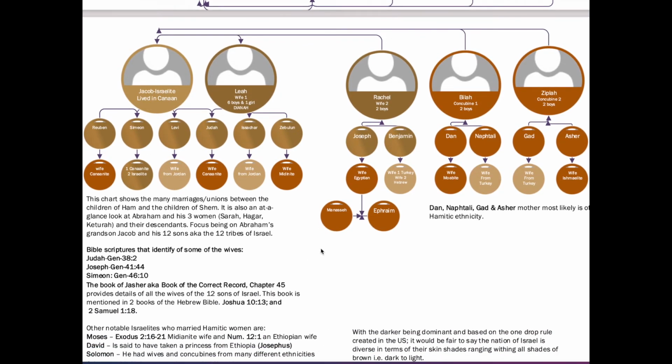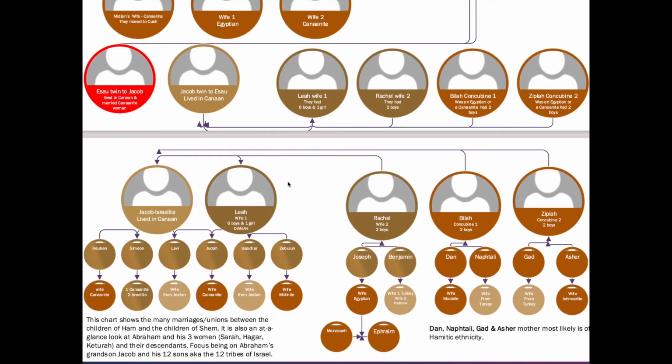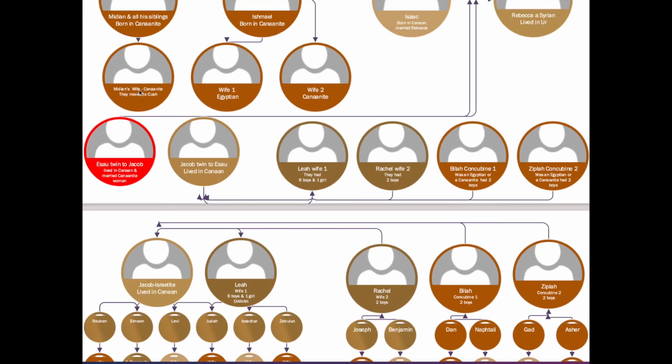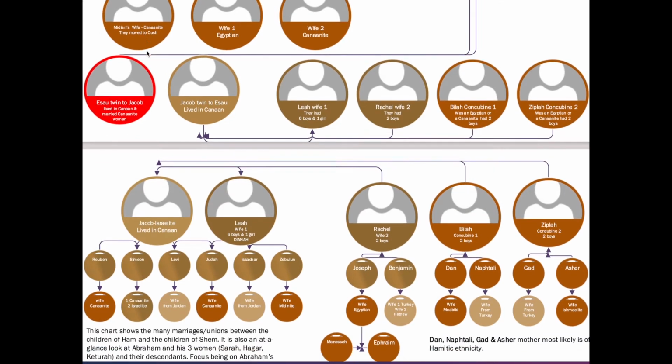So starting with Jacob and Leah, their 6 boys. Reuben took himself a wife from Canaan, a Canaanite wife. Simeon had 2 wives, a Canaanite and an Israelite. Levi had a wife from Jordan. Judah's wife was a Canaanite. Issachar's wife was from Jordan. Zebulun's wife was a Midianite. If you remember Midian and his wife who went into Ethiopia, Zebulun took a Midianite wife.